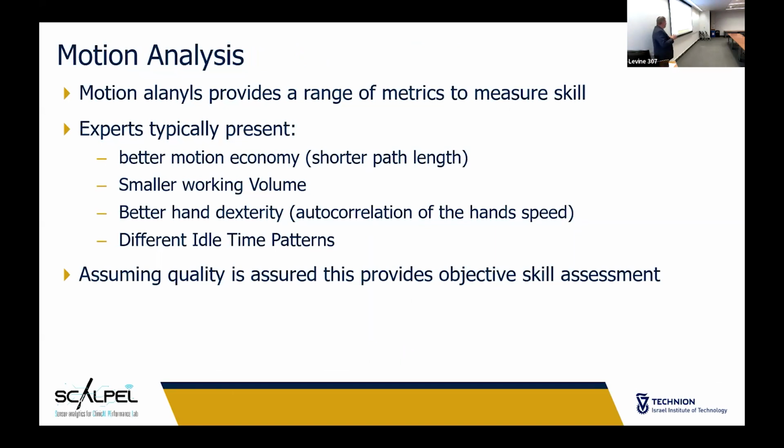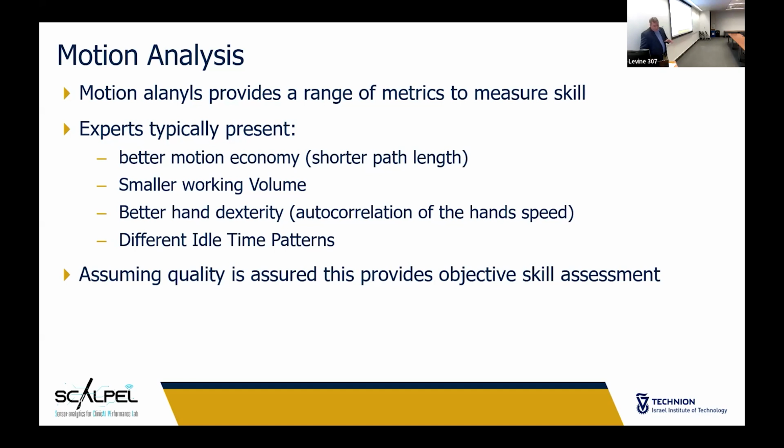So motion analysis has been used for 20 years now for analyzing skill. It's really robust and has been proven again and again to differentiate between expert and novice. There are different motion metrics you can use: motion economy, working volume, dexterity. You can even analyze when they're pausing in their motion, which usually indicates they're thinking of doing something else. And assuming the quality is assured, I mean, someone could do something much faster, but he's killing the patient, that's not very helpful. But assuming the quality is pretty much the same, motion metrics provide very valuable assessment.